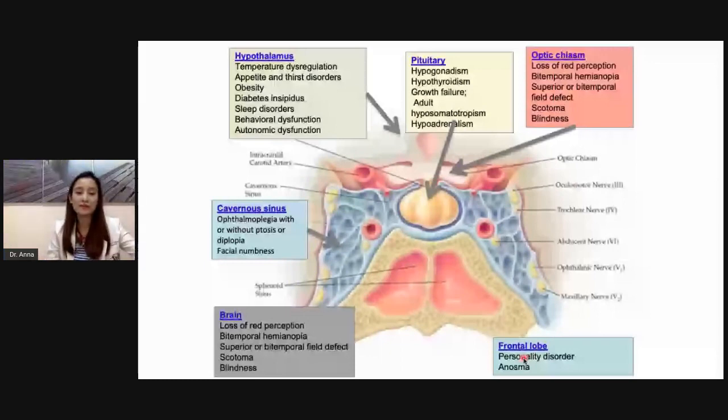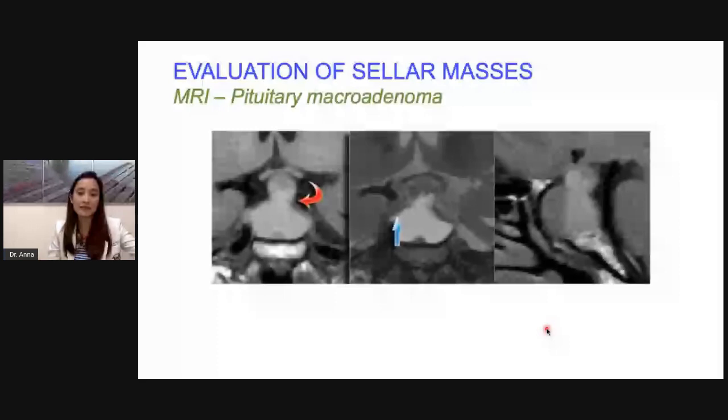So how do we evaluate patients with sellar masses? Usually the imaging of choice is an MRI. In the MRI, you can see whether the patient has a pituitary microadenoma, less than 1 cm, or a macroadenoma, more than 1 cm. So this is an example of a pituitary macroadenoma. Even without measuring, we know this is a macroadenoma because the mass has already gone out of the sella turcica.